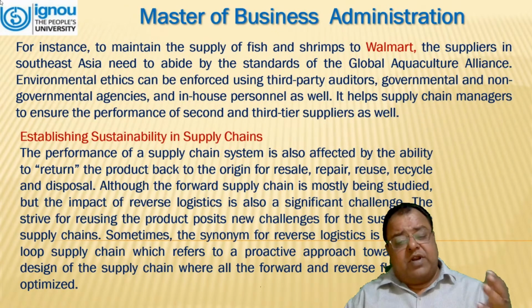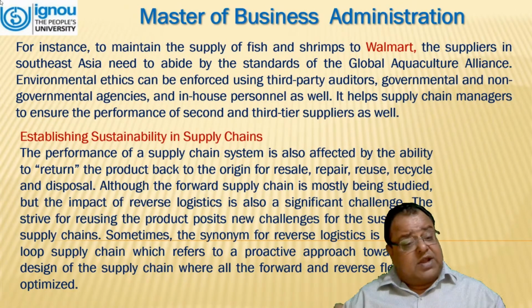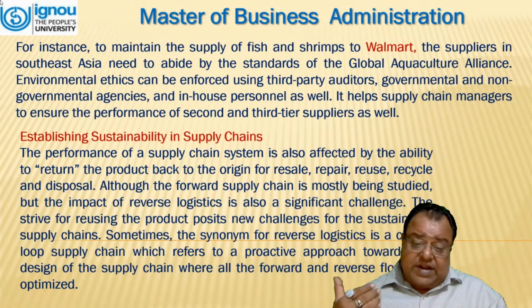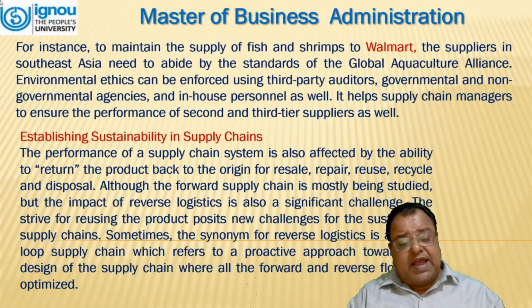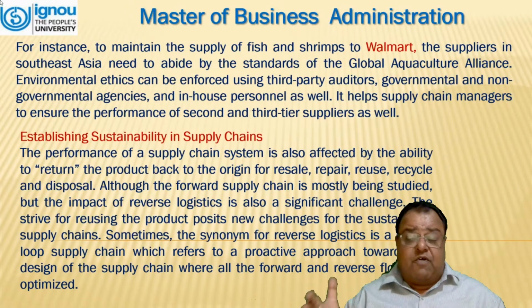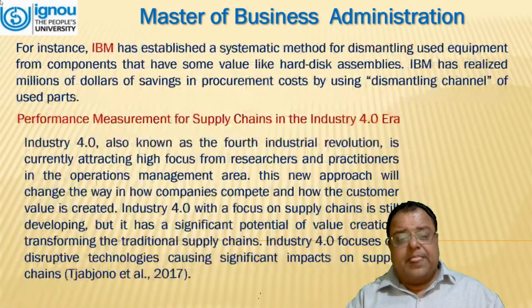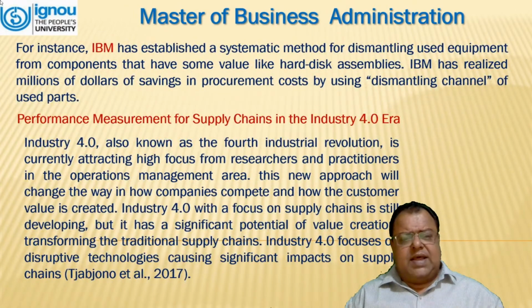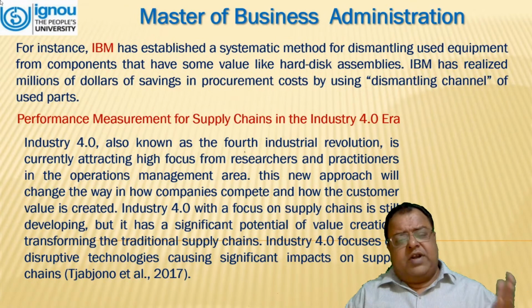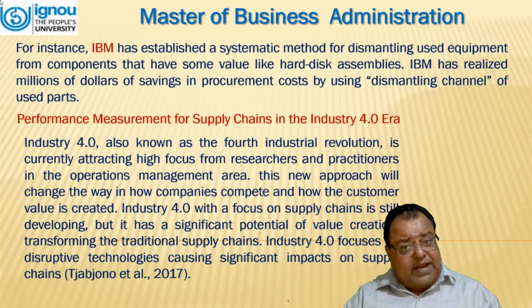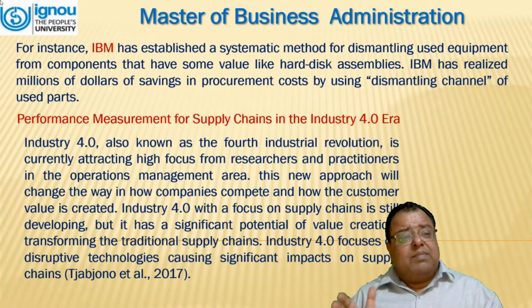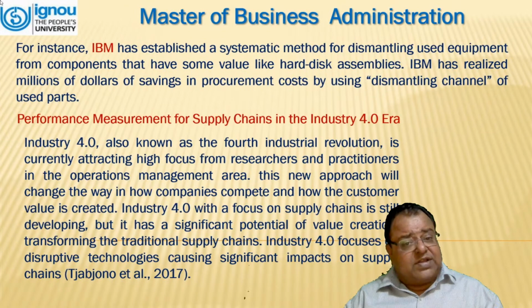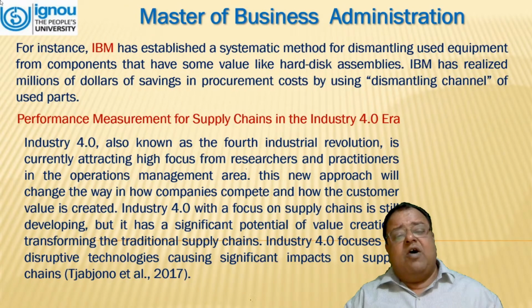Sometimes the synonym used for reverse logistics is closed loop supply chain, which refers to a proactive approach towards the design of the supply chain where all the forward and reverse flows are optimized. For instance, IBM has established a systematic method for dismantling used equipment for components that have some value, like hard disk assemblies. IBM has realized millions of dollars of savings in procurement costs by using the dismantling channel of used parts.